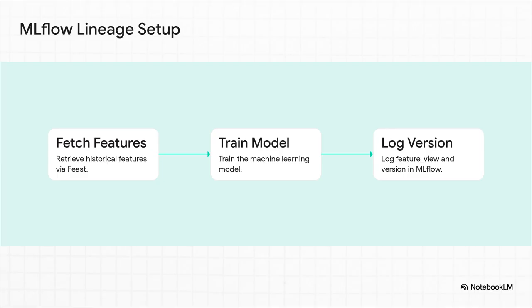Pair this with MLflow for tracking, and we get the holy grail, full lineage. By logging the specific Feast feature view and its exact version right into MLflow, every single model in your registry traces back to the exact feature definitions it trained on. Your data, your features, your parameters, and your final model. The whole shebang is beautifully connected.